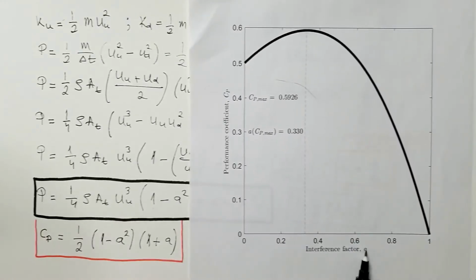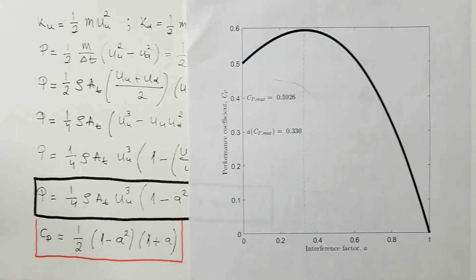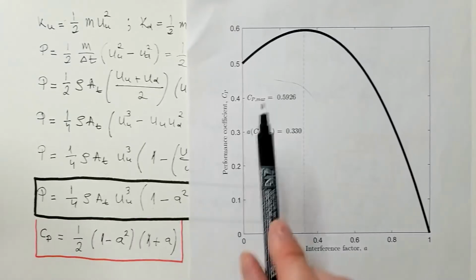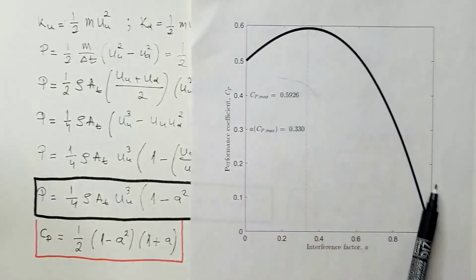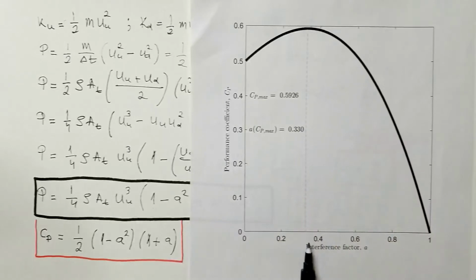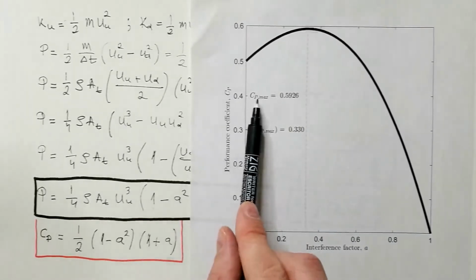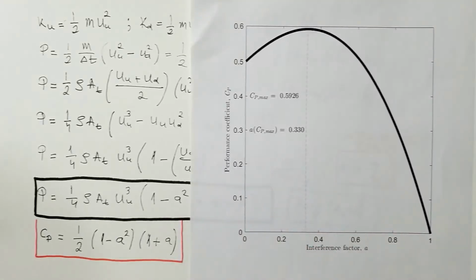You can see here interference factor A, and here on the y-axis is performance coefficient or power coefficient Cp. You can see that this curve has the following shape. So there is a maximum in the performance coefficient for a given value of interference factor. Now, you can find this value geometrically as I did here, and you can see it's 0.3, and the Cp max is 0.59. That's one way to do it.